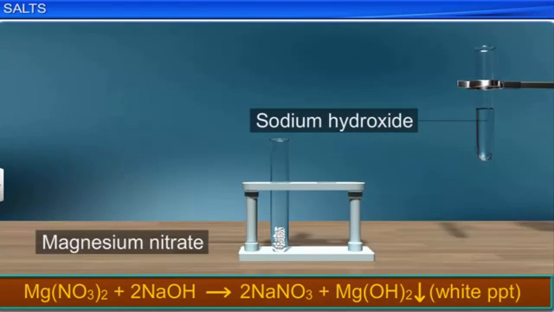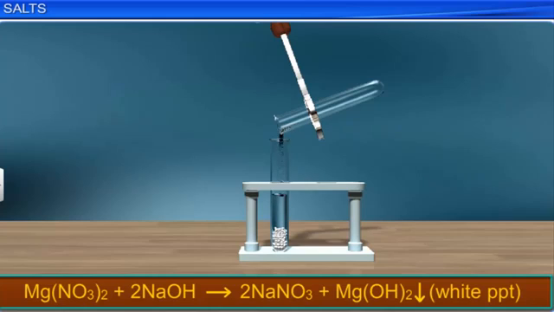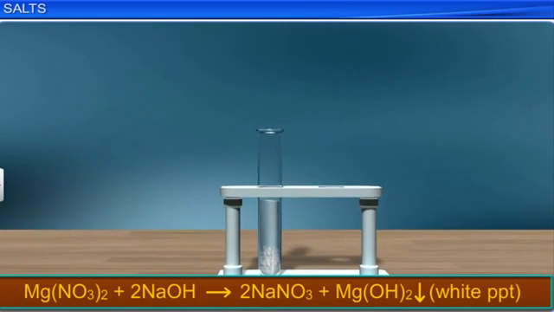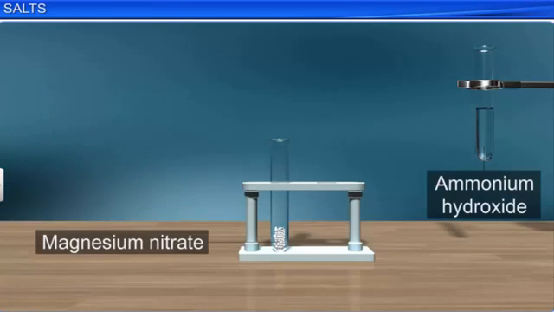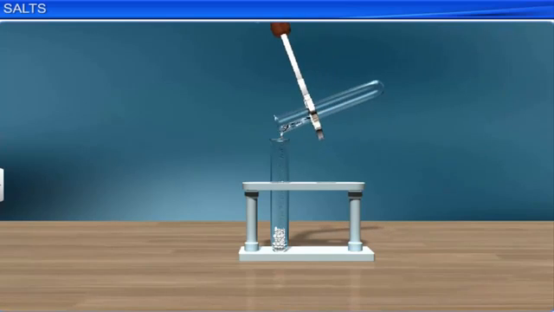Magnesium ion, in its salt, the colorless magnesium nitrate, reacts with sodium hydroxide and forms a white precipitate of magnesium hydroxide. Magnesium nitrate does not react with ammonium hydroxide solution at all.